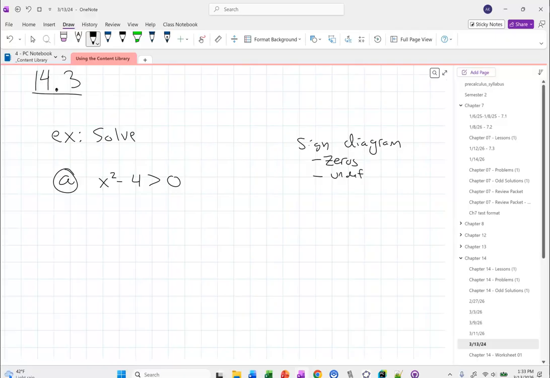What do we know about the domain of any polynomial? It is all real numbers. Is there any place where a polynomial is undefined? No, because its domain is all real numbers. Everybody's okay? So this part is done. There's nothing. So now I'm going to be concerned about where this polynomial is equal to 0.